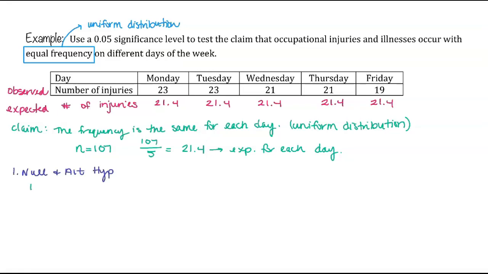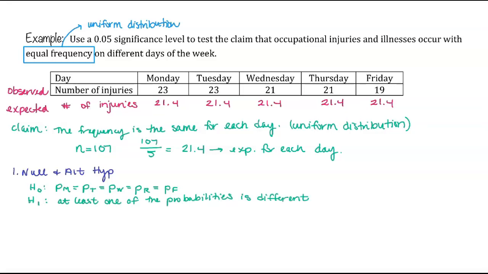The null hypothesis is that the observed frequencies do conform to this claimed uniform distribution. That is, the probability of having an injury on each of the 5 days is equal. The alternative hypothesis is that it does not conform to the claimed distribution. In other words, at least one of these is different from the others.